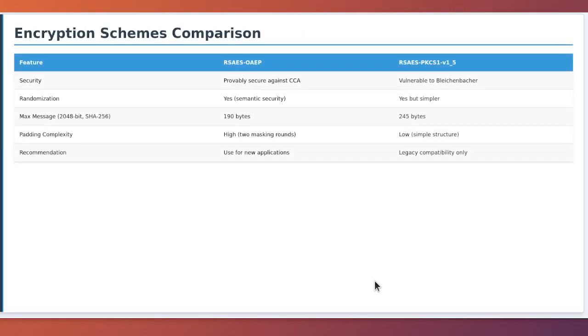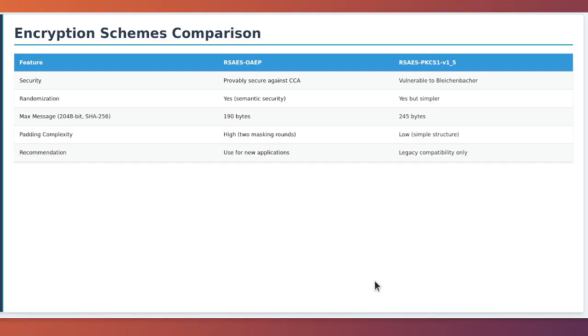Comparison of encryption schemes. RFC 8017 defines two encryption schemes, RSAES-OAEP and RSAES-PKCS1-v1_5. Understanding the differences between these schemes helps you make informed decisions about which to use for your applications and when you might need to support both for compatibility.